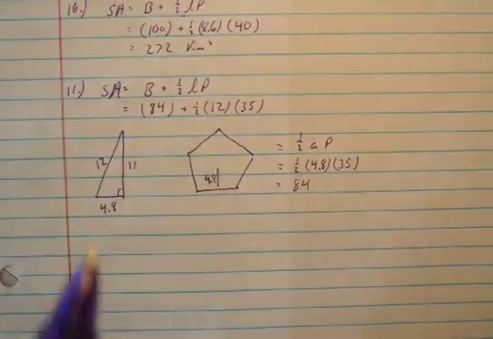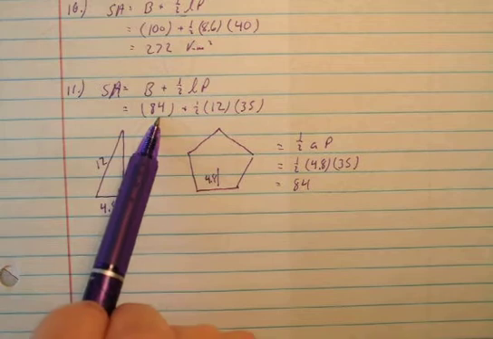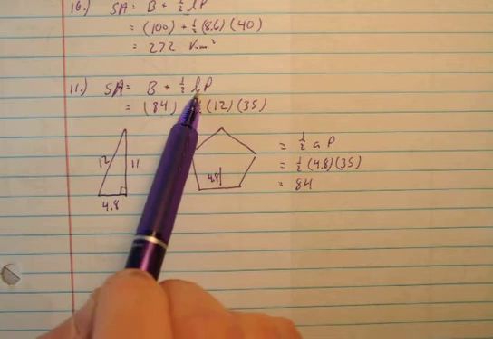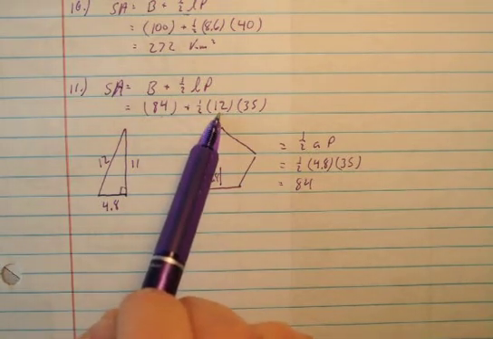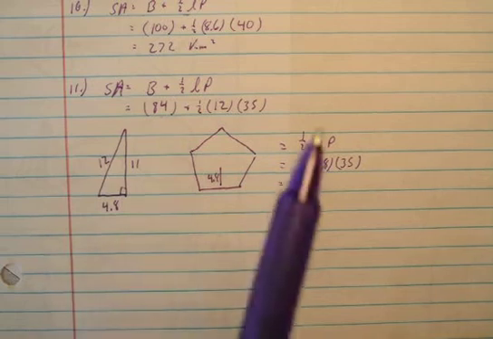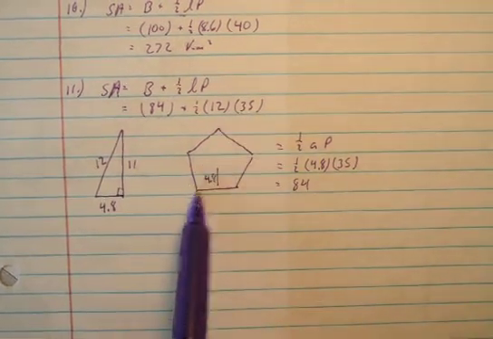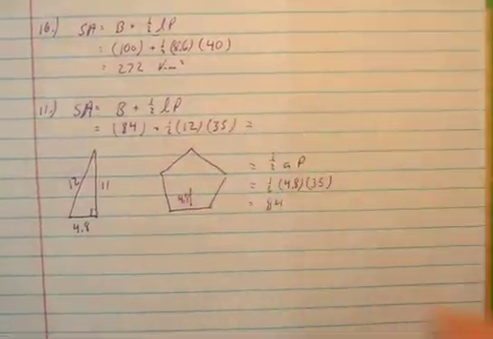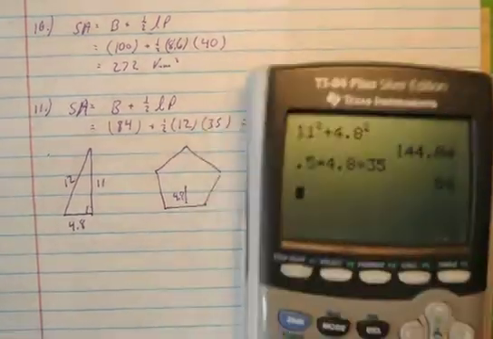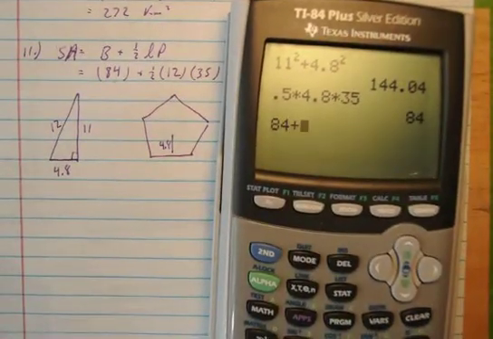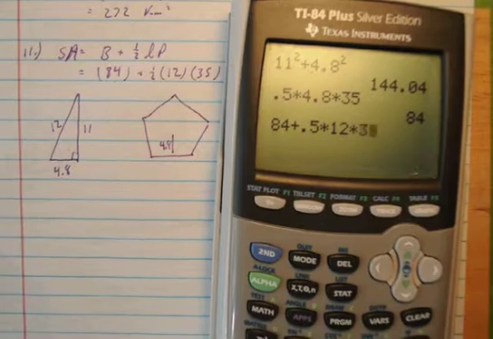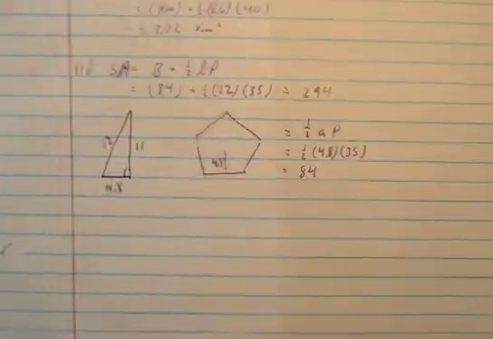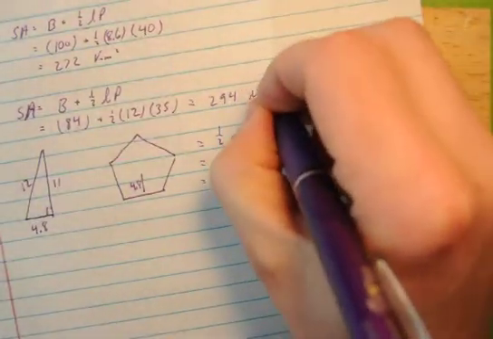Alright. So we have the area of the base using a pentagon, 1/2 apothem times perimeter. We have the slant height. We had to use Pythagorean theorem for that. And we have the perimeter of the pentagon. That is everything we need to plug in. Now I can just plug this into my calculator and figure out what the answer is. 84 plus 0.5 times 12 times 35. 294. And we're working with inches for this problem.